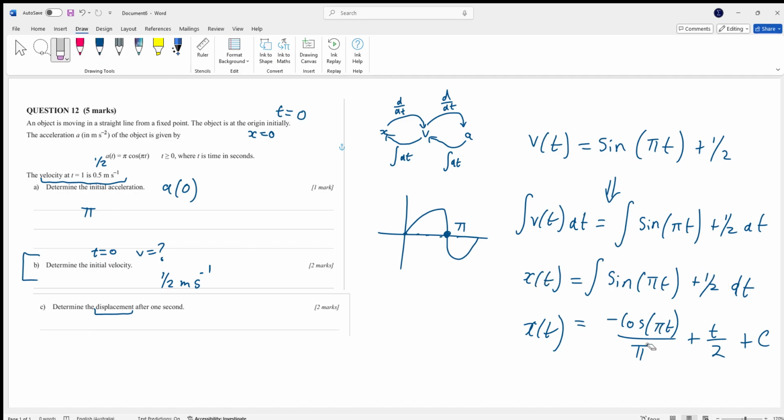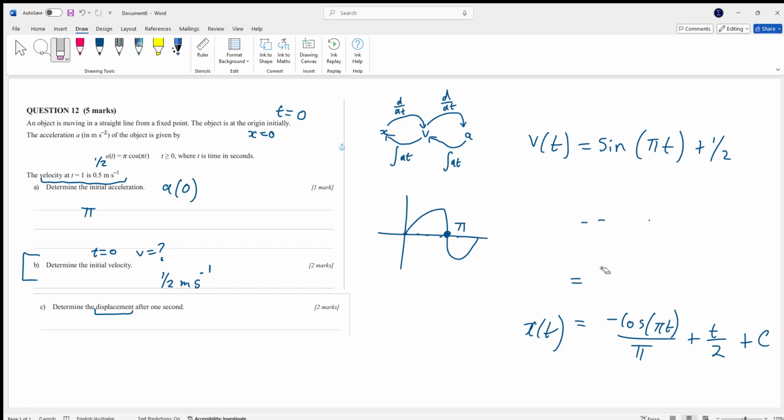Alright, so double checking our steps here. If we integrate, sine turns into negative cos, divide by pi, yep, and attach a t there. Alright, we're all good so far. So, let's move this guy up here. Let's get rid of that guy now.